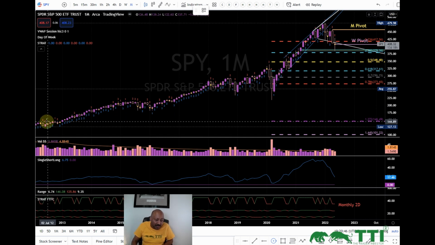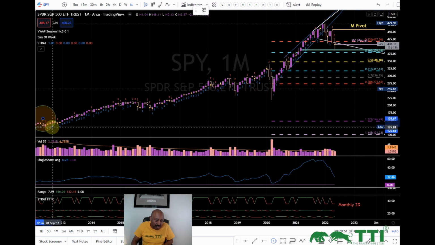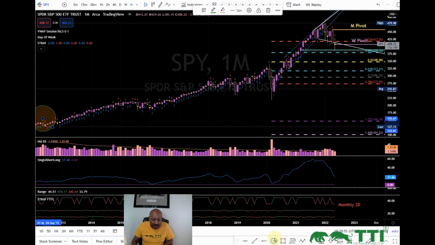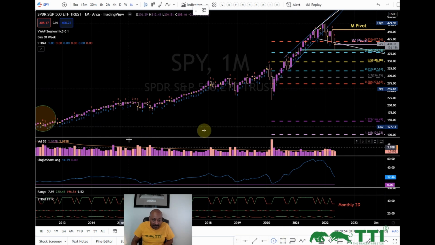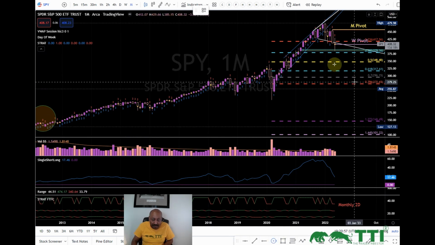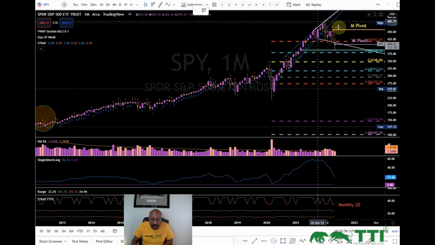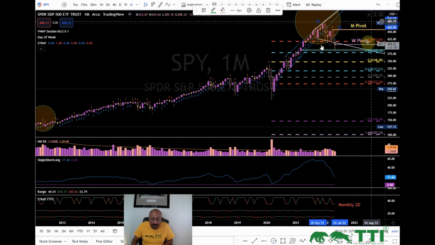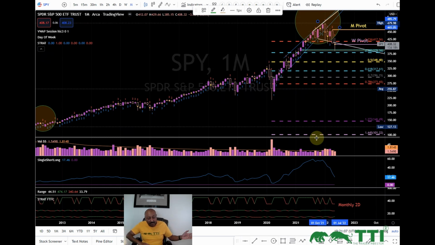Since May 2012, we went down from the 150 area. We had gone all the way up to the 480 area. That's what this chart is saying, right? Very simple. Left to right. We look at everything left to right. What is it telling us left to right?